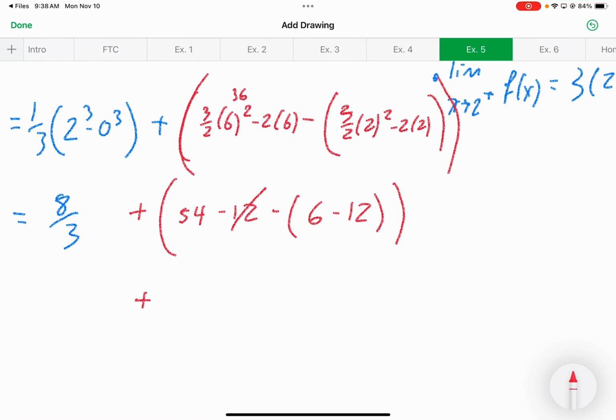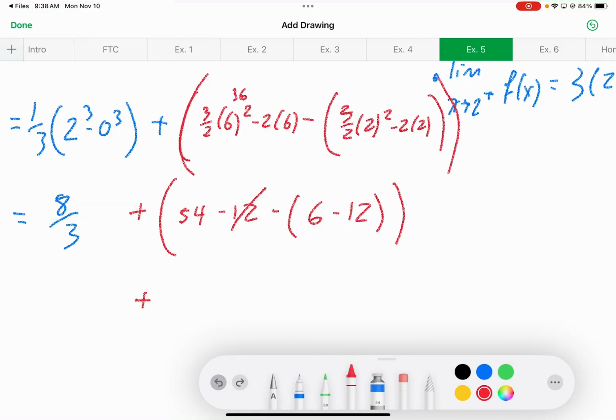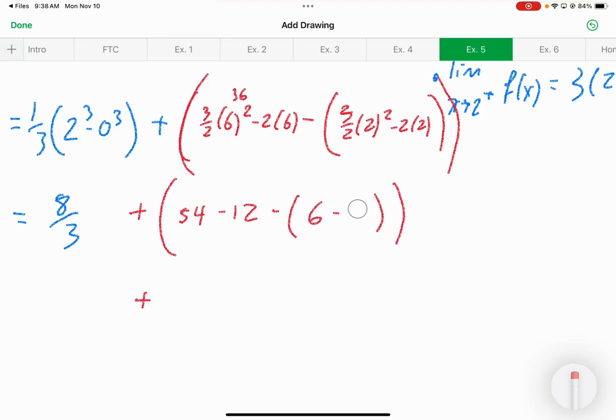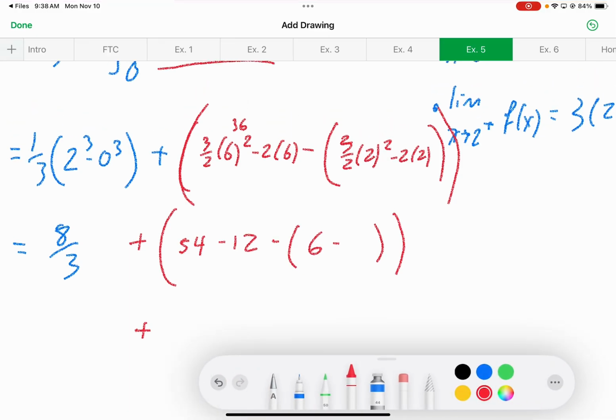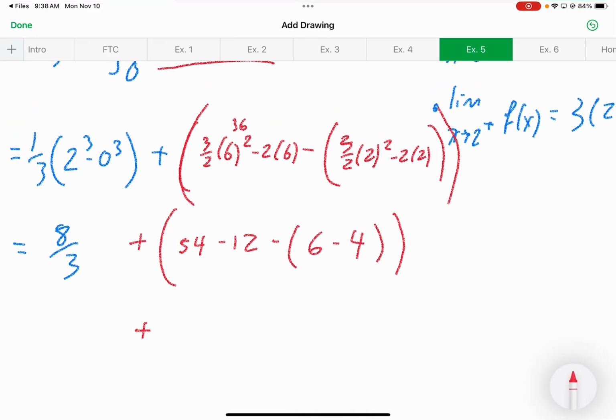So let's see, those 12s cancel out, right? So 54 minus 6 gives me 48. Oh, what did I do? It's minus 4. Where did the 12 come from? I don't know. I think you just kind of did it. My math imagination. All right. Well, then in that case, it's 54 minus 14, which gives me 40.